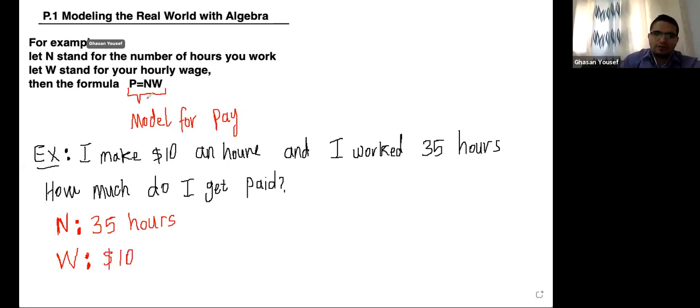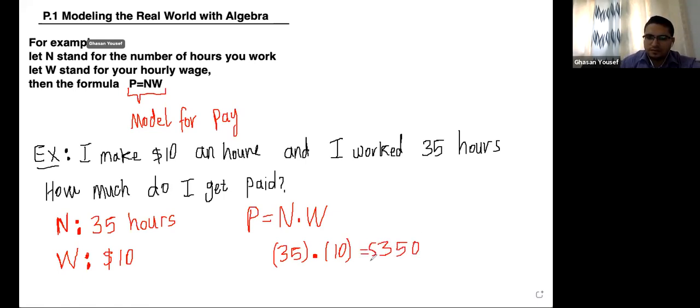So right now I have the formula for the payment, how much the manager pays me. B equals N times W. N is given as 35 hours, and W is given as $10. The answer, 35 times 10, is $350. So I get paid $350. I change the numbers to letters, then I use the formula, then I get the numbers and go back to my real world.